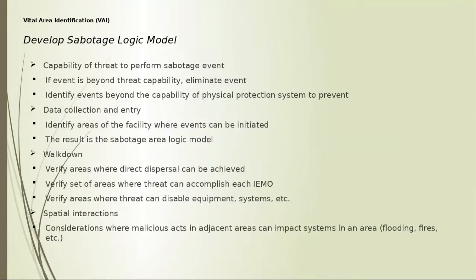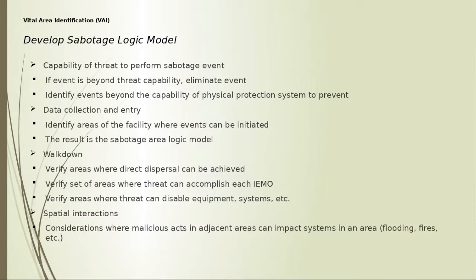So we develop a sabotage logic model. Basically, we look at the capability of the threat to perform a sabotage event. If the event is beyond the threat capability, we eliminate that event from the beginning. Then we identify events beyond the capability of the physical protection system and prevent it. We collect data to identify the areas of the facility where the events can be initiated. And usually you do a walk down of the facility to actually look at this, so you can identify vital areas. You're really trying to find areas of the plant that need the physical protection.